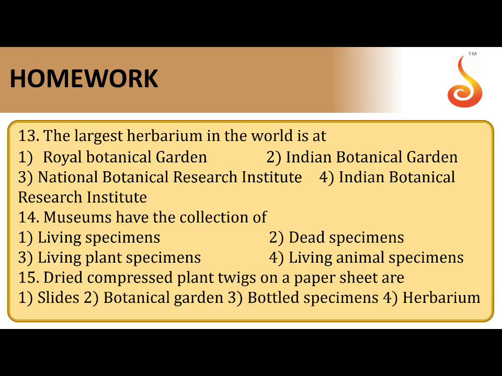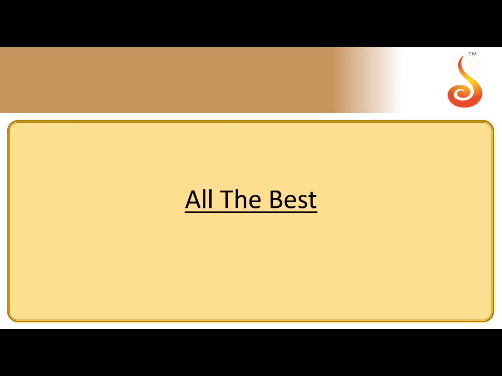Question number 14. Museums have the collection of: 1. Living species, 2. Dead species, 3. Living plant specimens, 4. Living animal specimens. Question 15. Dried compressed plant twigs on a paper sheet are: 1. Slide, 2. Botanical garden, 3. Bottle specimen, 4. Herbarium.